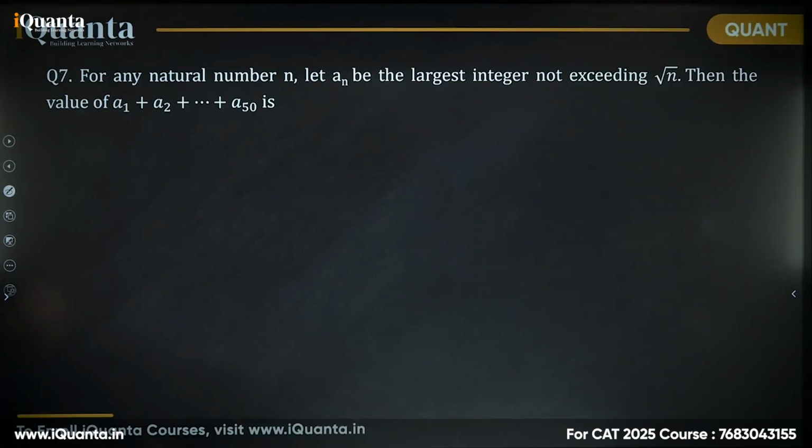For any natural number n, let a(n) be the largest integer not exceeding the square root of n. Then the value of a1 plus a2 till a50 is what? Largest integer not exceeding root n. That means they're talking about a greatest integer function, or in the language of computers, we can say the floor function. Cool.